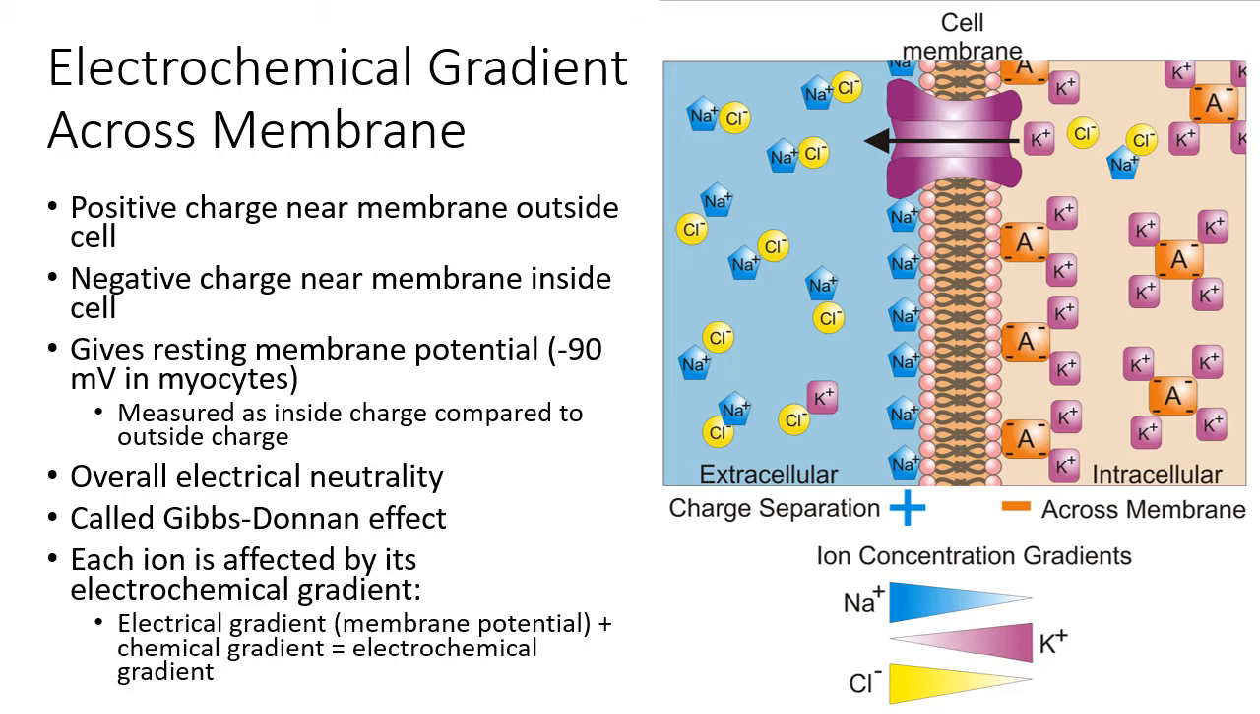In neurons, the resting membrane potential is -70 millivolts. In muscle cells, it is a little lower. It's -90 millivolts in skeletal muscle cells. And again, that's always measured as the inside compared to the outside. So if you have a negative membrane potential, that means that the inside is more negative than the outside.